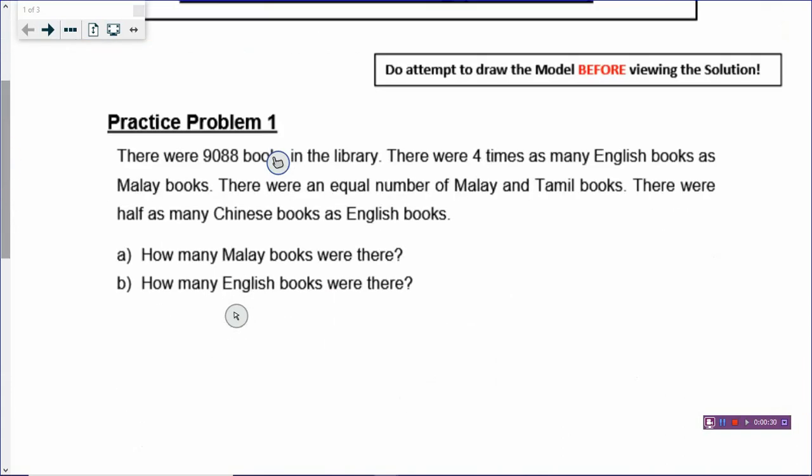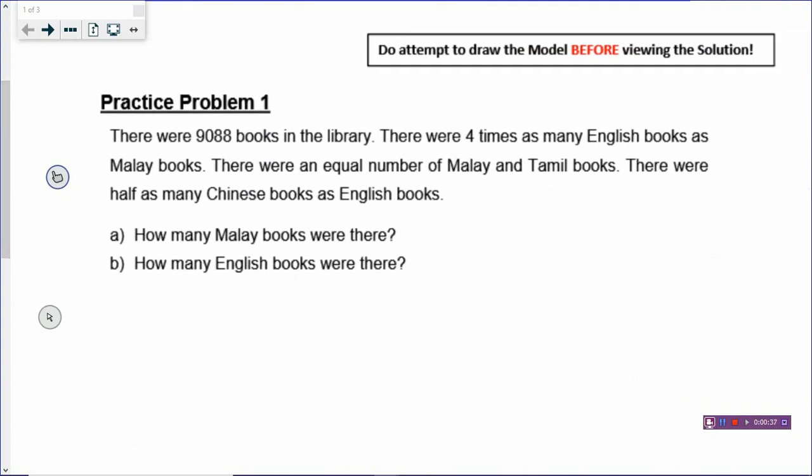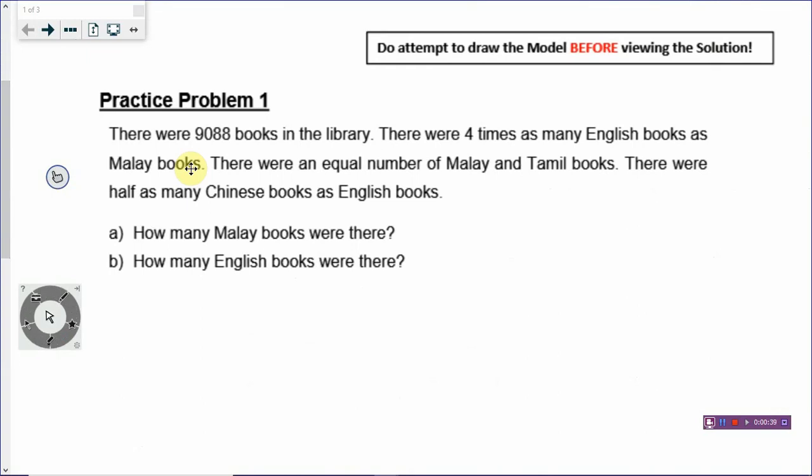Alright, question 1. Now, there were 9,088 books in the library. Okay, so let's highlight the important words. The first thing to do, before you start drawing or solving, is to always read and highlight to see what kind of problem it is. So there were 9,088 books in the library. There were 4 times as many English books as Malay books. So which means that your English books has 4 boxes, and your Malay books will have 1 box.